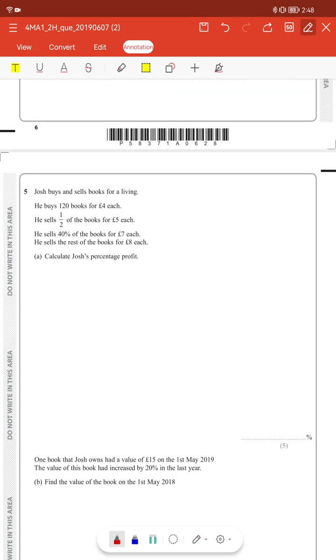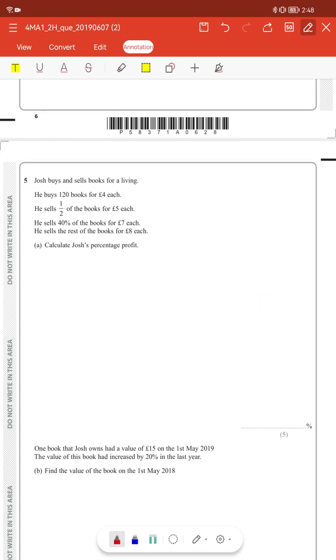Josh buys and sells books for a living. He buys 120 books for £4. He sells half the books for £5, and so on. So the amount of money he spends would be 120 times 4, which is £480.